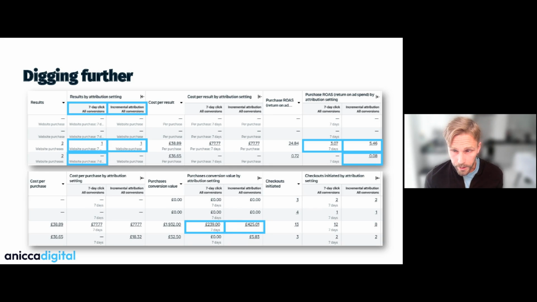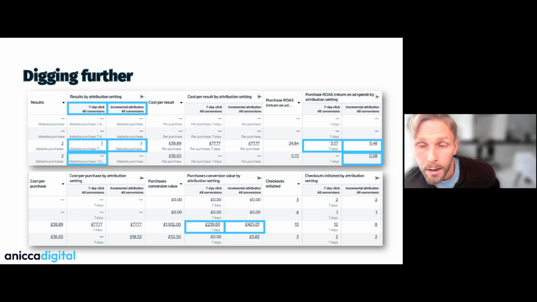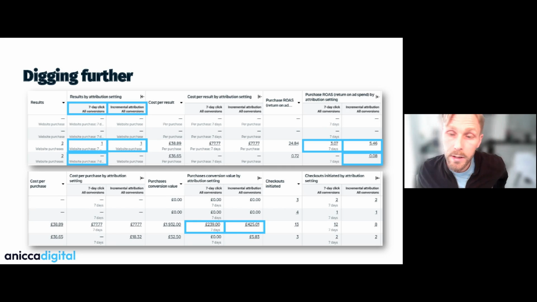If we look at the incremental and the click only, ROAS has now dropped from 25 down to 3 for 7-day click, 5.5 for the incremental. So that's already giving quite a lot of difference when it comes to that story. If we look even further here, you can just have a look at how the purchase value, for example, is dropping from 2,000 down to 240.